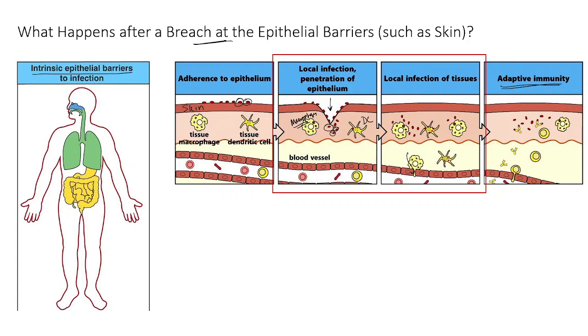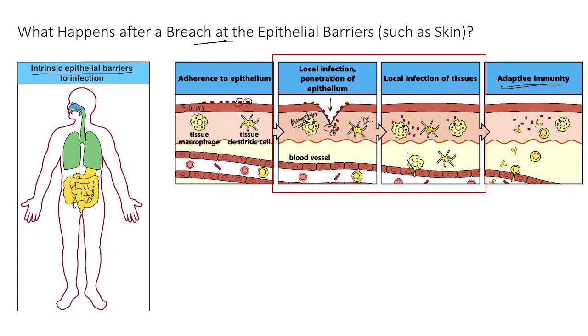The barrier is physically disrupted, allowing more pathogens to flood in. The local environment changes to try and trap the infection at the site of entry. Once inside this tissue, the innate immune system kicks into high gear. So the macrophages begin to eat the invaders. Blood vessels become leaky, allowing more white blood cells and fluid to enter the area, and the dendritic cells pick up pieces of the pathogen to carry them away to the next phase.